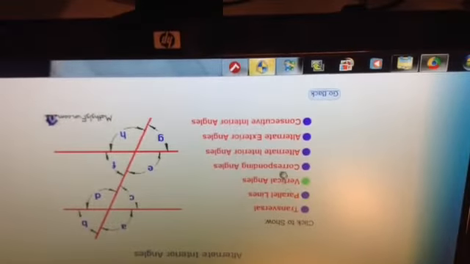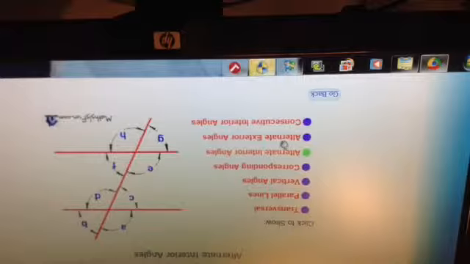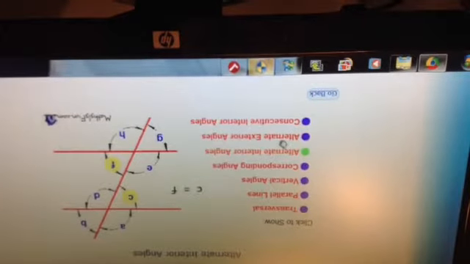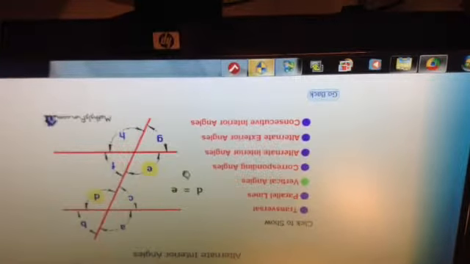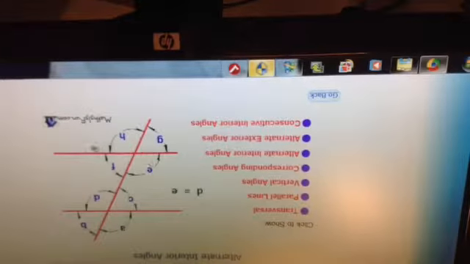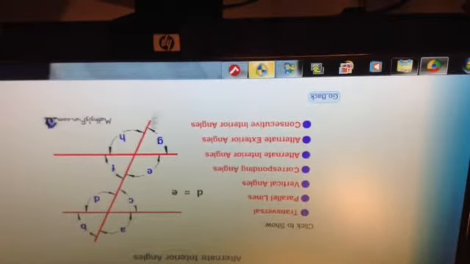So go to this page right here, which lets them click on different ones. So say we just learned about alternate interior angles. It's going to pop up and show them that C is equal to F and D is equal to E, and show them where, so you have your parallel lines, your transversals, and then your alternate interior angles.